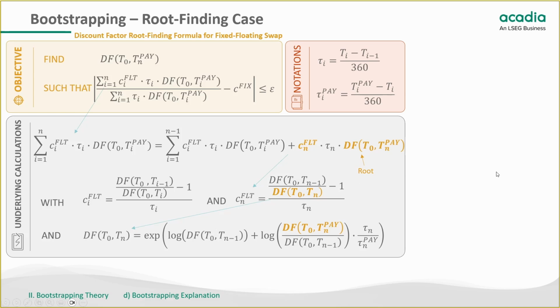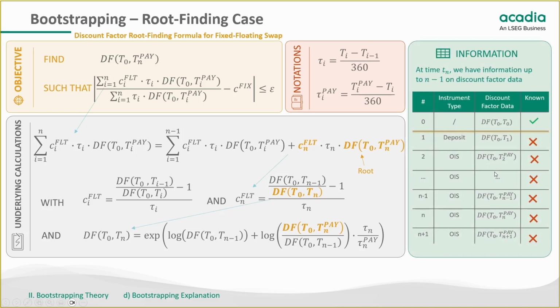And I'm just going to show you a small table to summarize what bootstrapping is. So first of all, at t0, we know that this discount factor is equal to 1, so that's a known information. Given that information, we can calculate the discount factor for the first instrument, which is actually a deposit. To calculate that, we can use an analytical formula, we can use a root finding algorithm. In ORE, and probably in a lot of pricing libraries, you always use a root finding algorithm. It's just easier to do so.